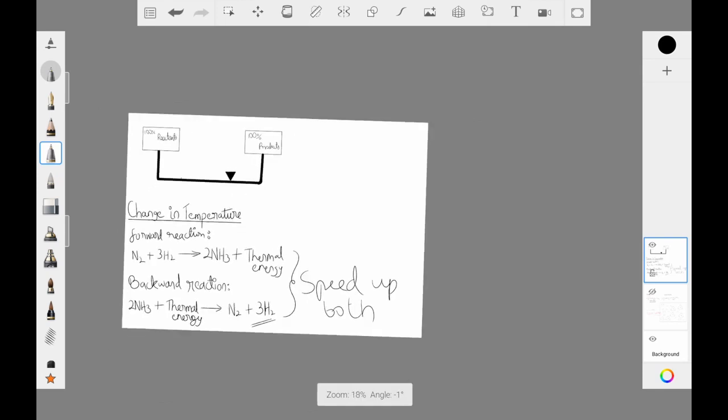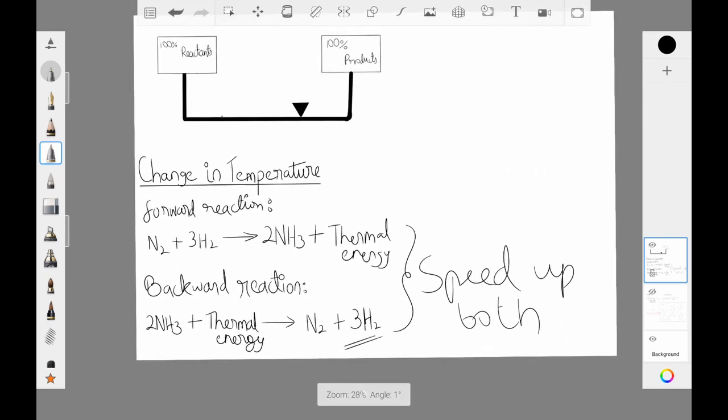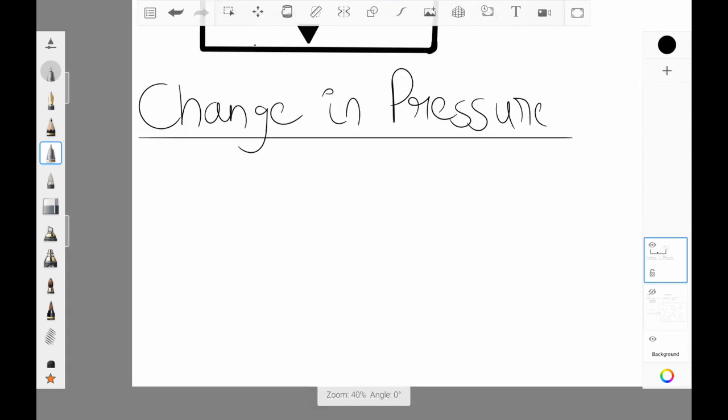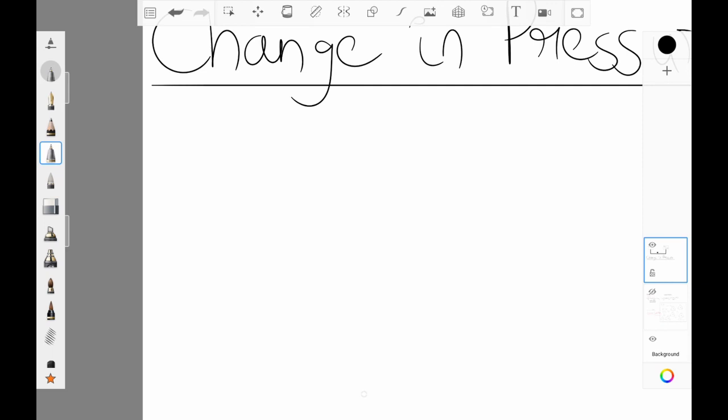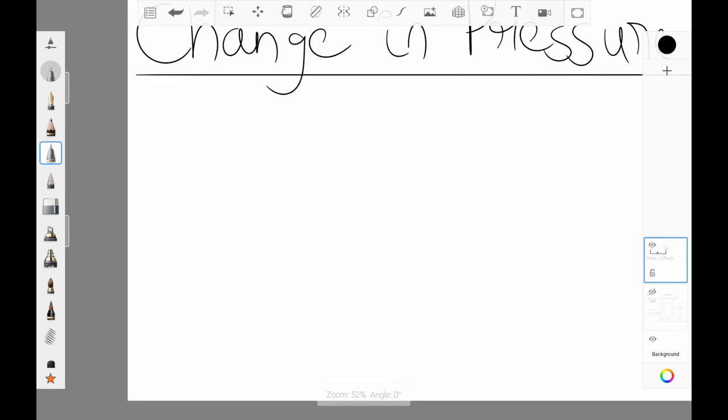But let's go on to the second factor that can shift the equilibrium, that being a change in pressure. Now, this is a bit interesting because increasing pressure means that you're forcing more of a gas mixture to occupy a smaller volume, and this actually favors the forward reaction, and I'll explain this using a diagram in a bit.